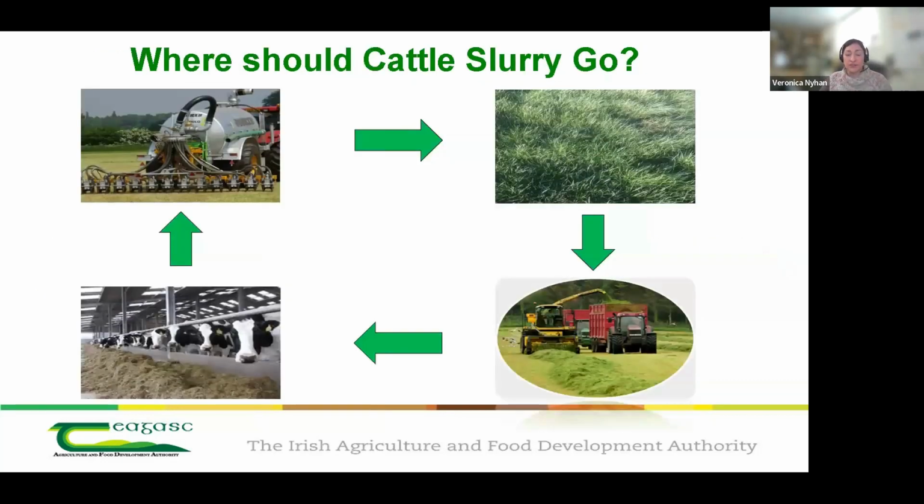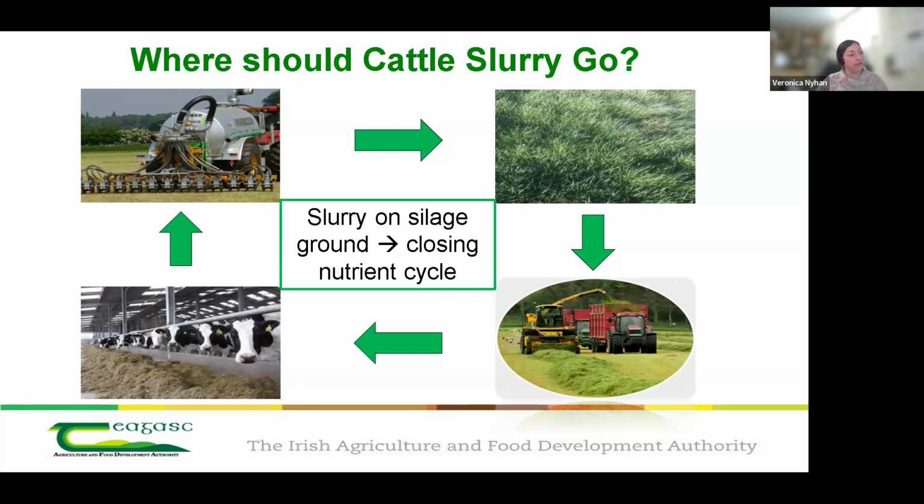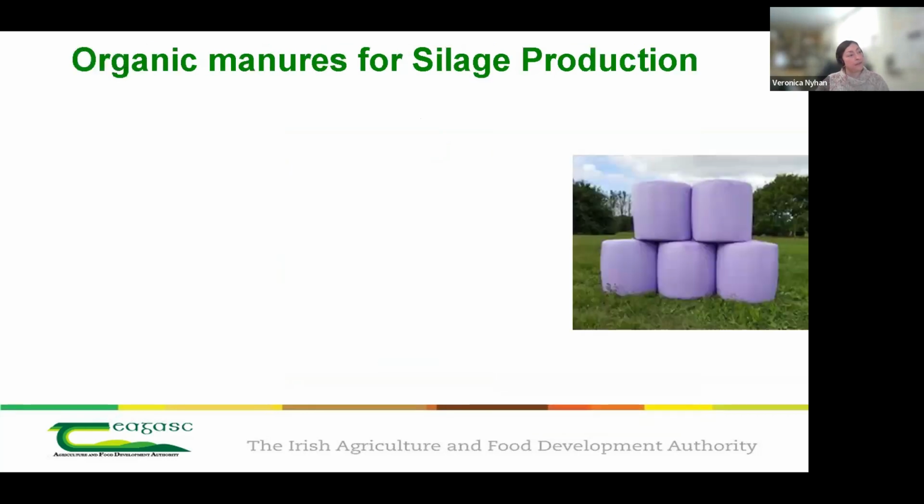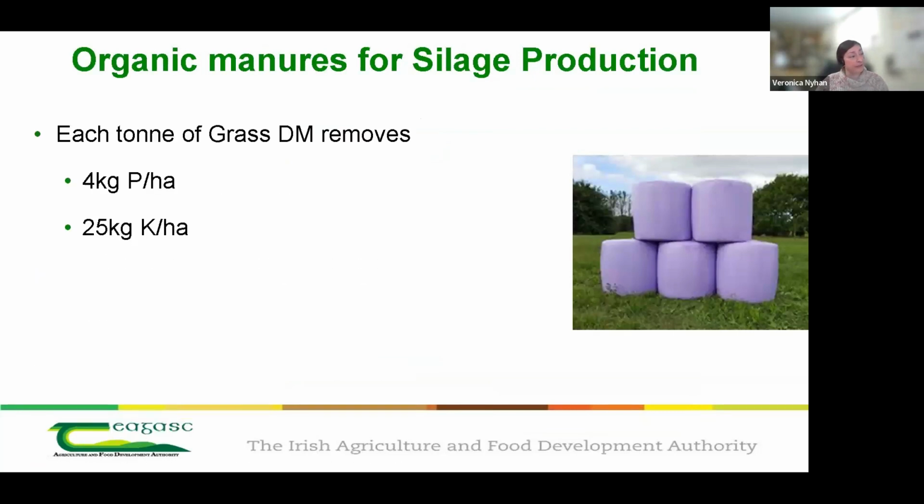So the final question that I was here today to talk about was, where should the cattle slurry go? And as Mark pointed out, the whole concept of the closed or the holistic system is that the nutrients should go from whence they came. So, slurry is applied to silage ground, the grass is harvested, and that harvest is fed to cattle, which produce more slurry. Hence, it's a closed circuit. Really, silage is ideal for the use of slurry.